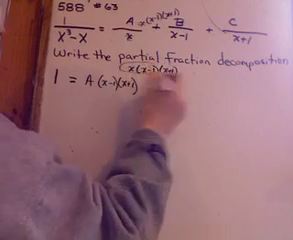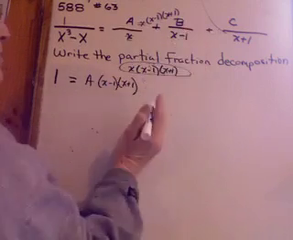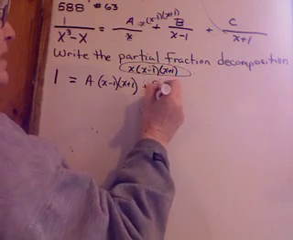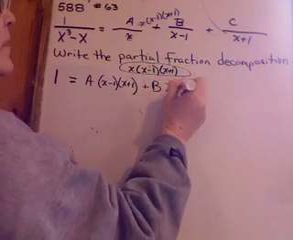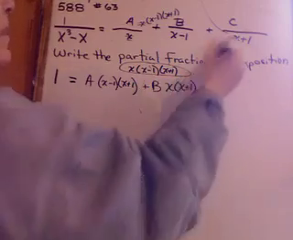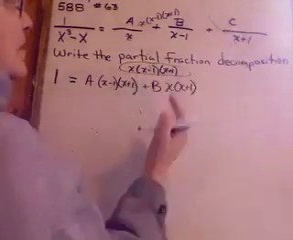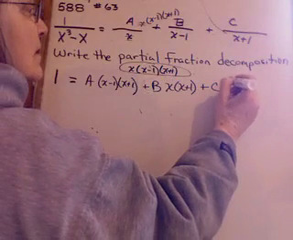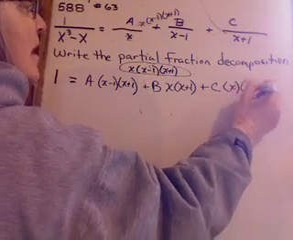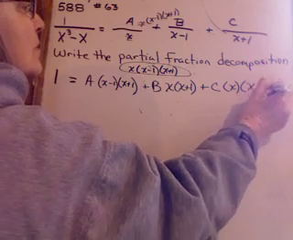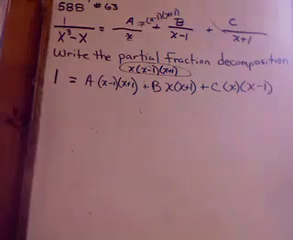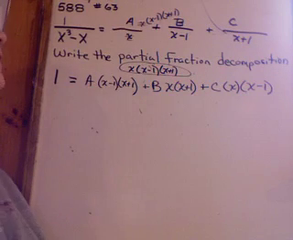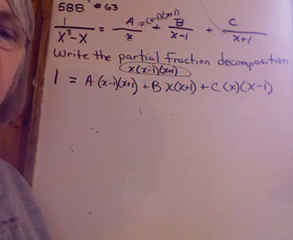Now, when I multiply this whole thing again times this next part, the x minus 1 cancels out. So I have b times x and x plus 1. And then if I multiply this whole thing times this, the x plus 1 cancels out. So I have c times x and x minus 1. And that's the first step in the partial fraction decomposition. I hope this is bringing back some memories of when we did this in the past.